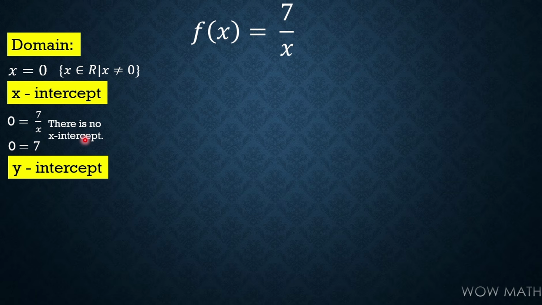Same process sa y-intercept. So, to find the y-intercept, ang gagawin naman natin, papalitan natin yung x natin ng 0. So, 7 over 0, and that makes our function undefined. So, magiging undefined yung function natin. So, wala rin tayong y-intercept.